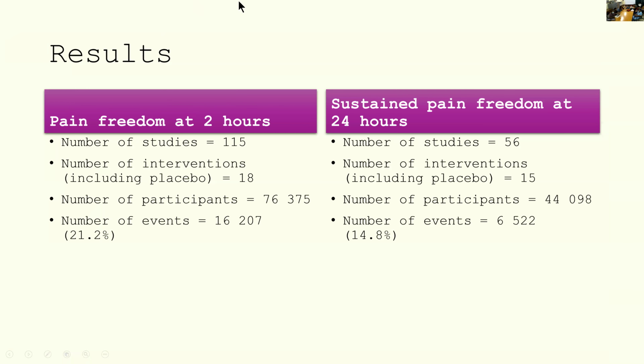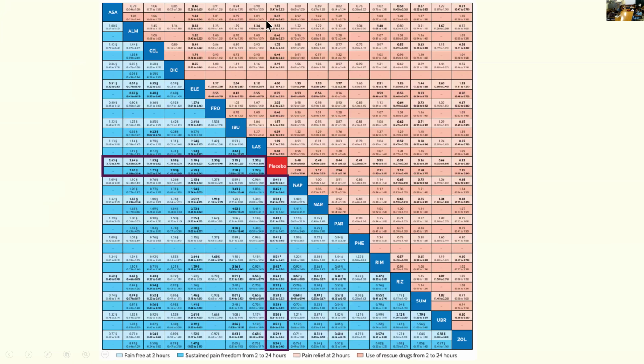Because an extremely large number of results are there, we just concentrate only on the primary outcome. So for pain freedom at 2 hours, they had 115 studies. Then the number of interventions was 18. The number of participants was around 76,000, and the number of events was around 21.2%. For sustained pain freedom at 24 hours, the total number of studies was only 56. The number of interventions was 15. So this is the final result of the entire network meta-analysis.